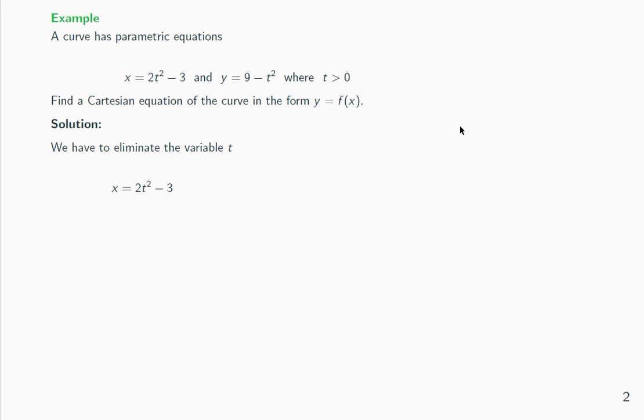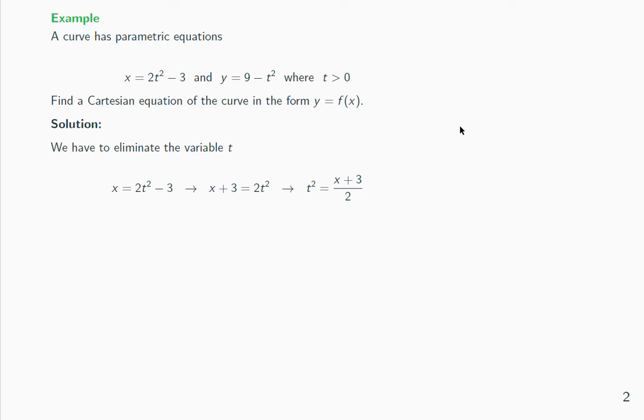So starting with the equation x equals 2t squared minus 3, and rearranging it to make t the subject. First, I've got to add 3 to both sides to get x plus 3 equals 2t squared. Then I have to divide both sides by 2 to get t squared to be x plus 3 all over 2. Next, I would take the square root to make t the subject, but actually, do I have to do it here? No, I don't.